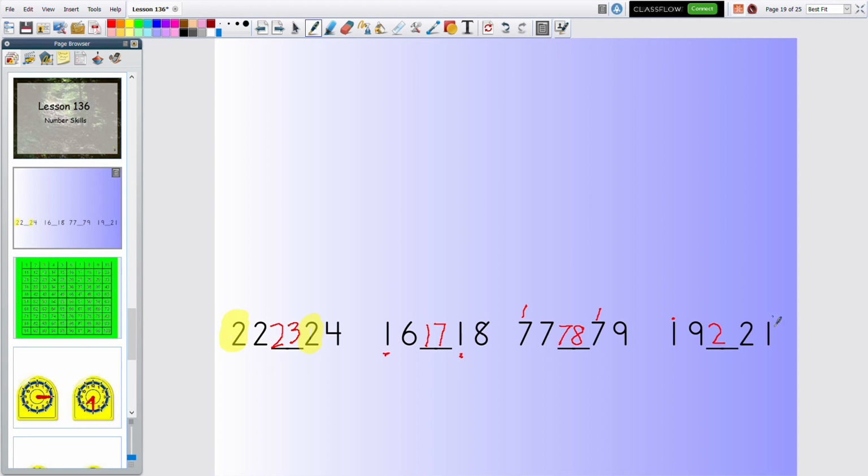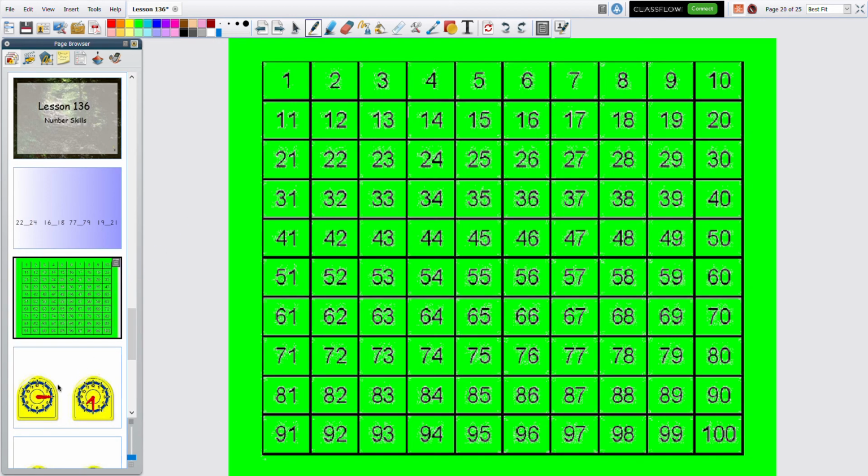So this is 21. Well, if you're counting backwards, you go 3, 2, 1, 0. So that would be a 0. Let's see if this counts right. 19, 20, 21. Very good. Let me clear that so I can go to the next slide, which is that. You can use that from time to time.